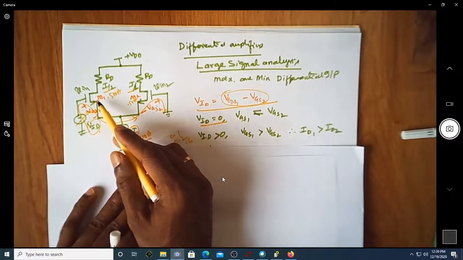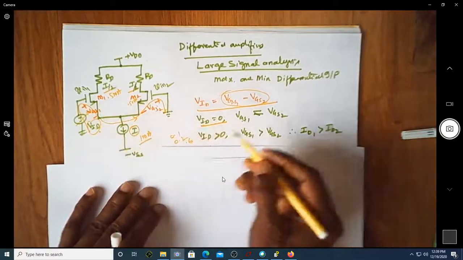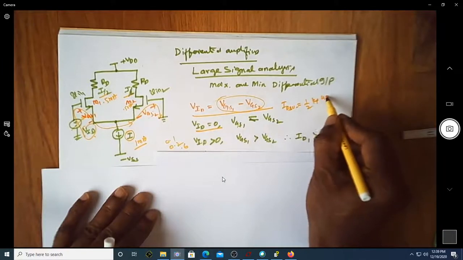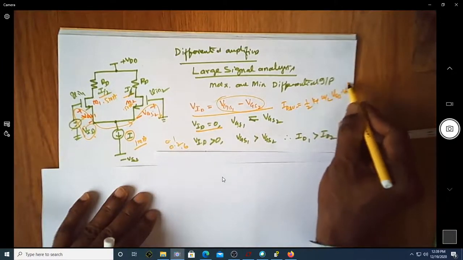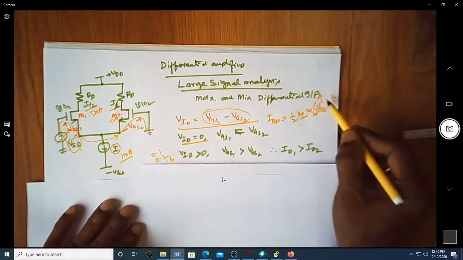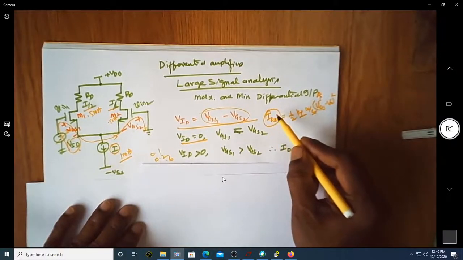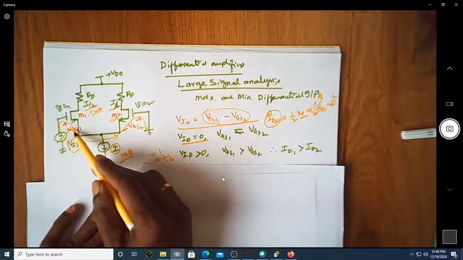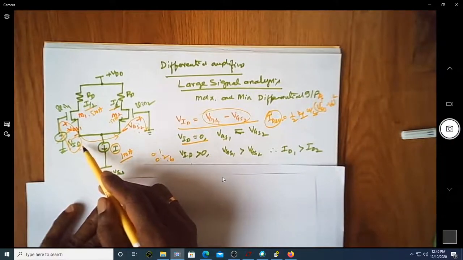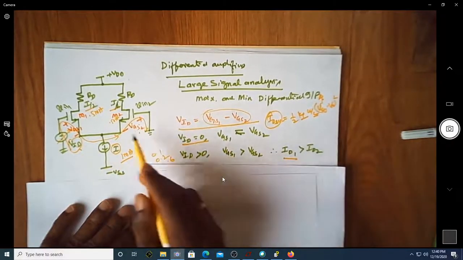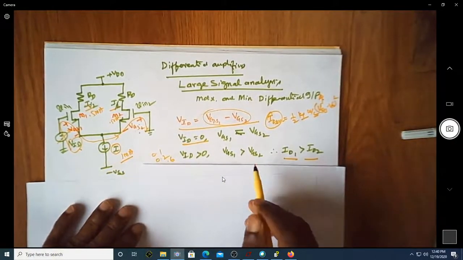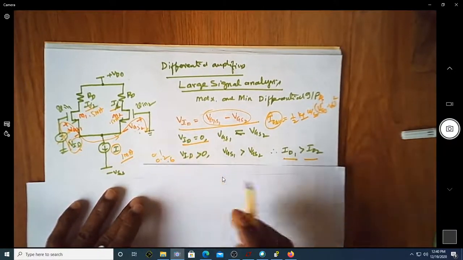Having the same dimensions, KP and all other parameters, if the value of VGS increases, we know that ID sat is given by half Kp W by L (VGS minus VTO) whole square. In this expression, keeping everything else constant, if you increase VGS, naturally ID is going to increase. Since VGS1 has to be greater than VGS2 with an increased value of VID greater than 0, naturally the current flowing through ID1 has to be more than ID2. This will certainly happen whenever the value of VID is more than 0.